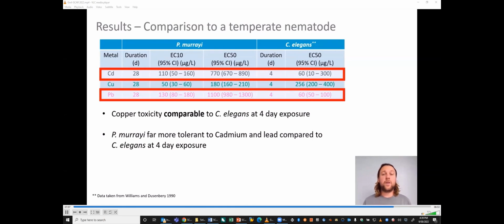Interestingly, comparisons of cadmium and lead toxicity in C. elegans after a 4-day exposure show cadmium and lead to be more toxic than copper, with EC50 values of 60 micrograms per litre for both metals. This heightened sensitivity to cadmium and lead contrasts with our Antarctic nematode results.